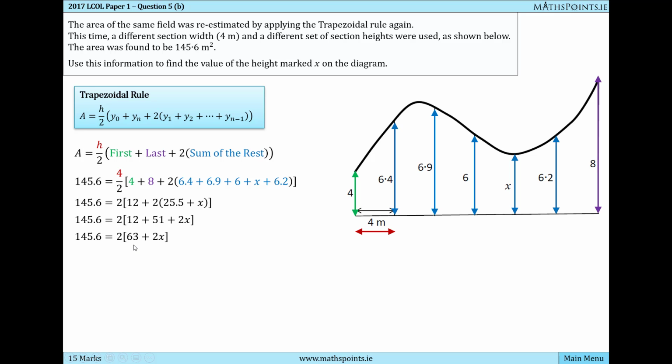12 and 51 give me 63. Now I'm going to multiply in by my 2 outside of the bracket, so I get 145.6 is equal to 2 by 63 is 126, and 2 by 2x is 4x. I'm going to subtract this 126 from both sides, and I get that 19.6 is equal to 4x. I'm going to divide both sides by 4, and I end up with x equals 4.9. And don't forget to put down the meters. If we forget to include the units, we can lose 1 mark.